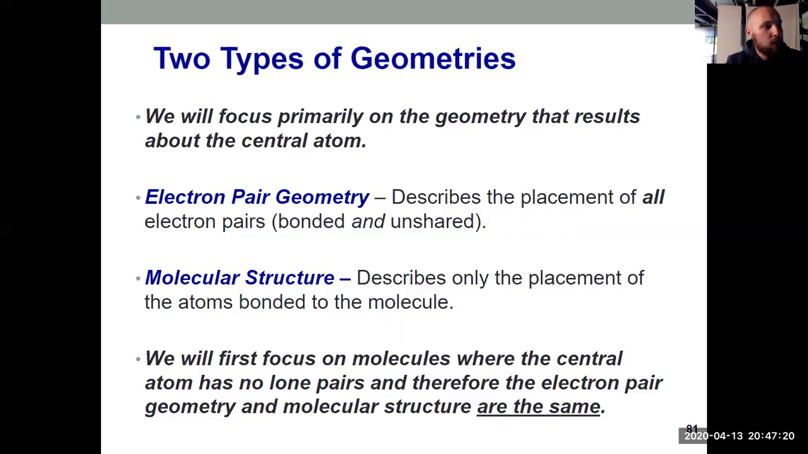So we're thinking about the geometry always around 1 center atom, and we can describe both the electron pair geometry and the molecular structure. The electron pair geometry talks about the placement of all of the electron pairs, the bonded electrons and the unshared lone pair electrons, and we treat them all the same. The molecular structure is different. It describes only the placement of the atoms that are bonded to the molecule. So it's not talking about the lone pairs. They get treated differently.